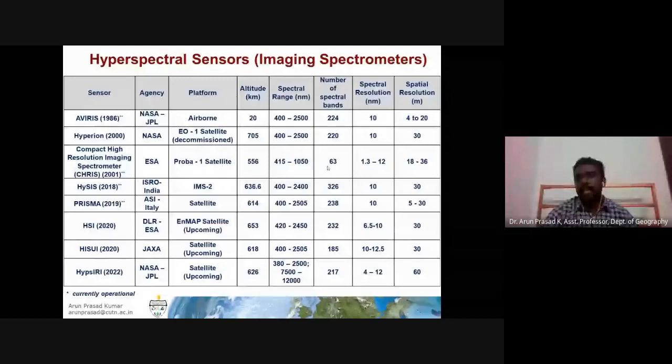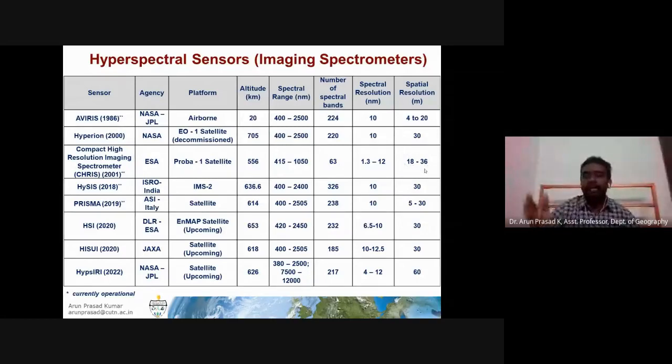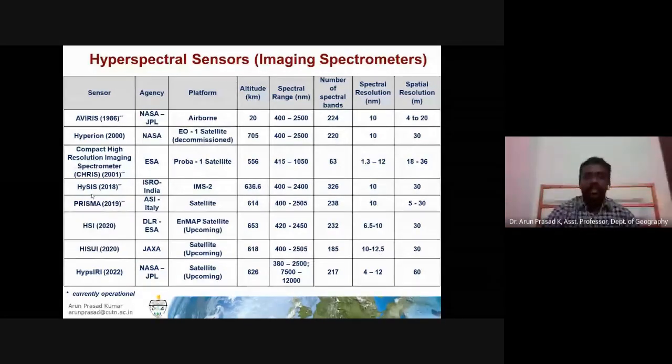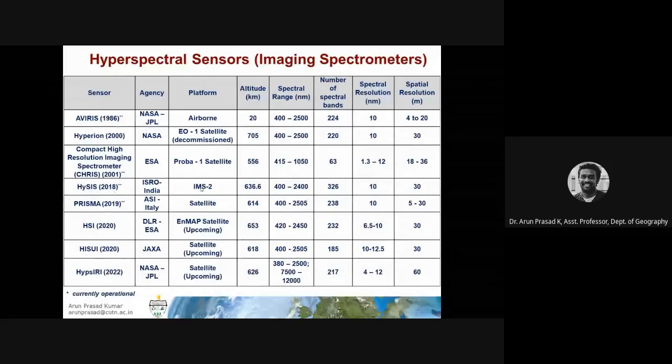Since they have reduced the number of spectral bands, they have the freedom to decrease the spatial resolution. So it is 18 meter to 36 meter. They have multiple resolutions. India's indigenous hyperspectral imaging satellite is also available, like HISIS, the Hyperspectral Imaging Sensor. It's a part of IMS-2, Indian Mini Satellite 2, and has been operational since 2018. The range is from 400 to 2400 nanometer, and they collect data in 326 bands.